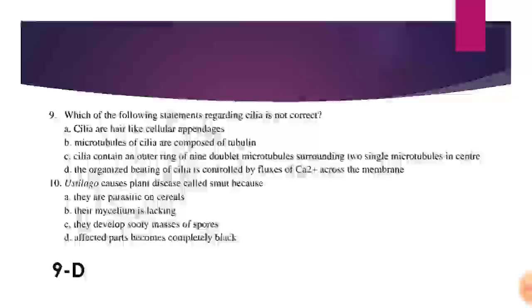Ustilago causes plant disease called smut because option A, they are parasitic on cereals. Option B, their mycelium is lacking. Option C, they develop sooty masses of spores. Option D, affected parts become completely black. The answer is option D. Affected parts become completely black.